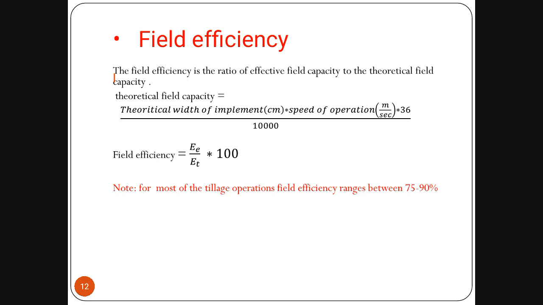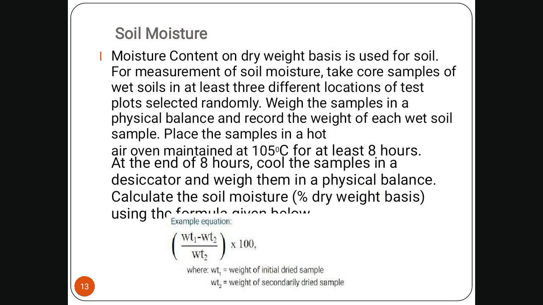Now the field efficiency is the ratio of the effective field capacity to the theoretical field capacity. And you know the theoretical field capacity is calculated from the theoretical width and speed of the operation. And for most tillage operations, field efficiency ranges between 75 to 90%.